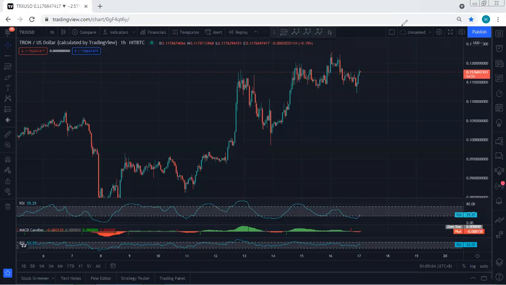TRX with 1 hour chart. I just want to give a quick update. First of all, if you refer to my last analysis, the price was exactly within this move. We mentioned how we can look for buy, and this is what we get.